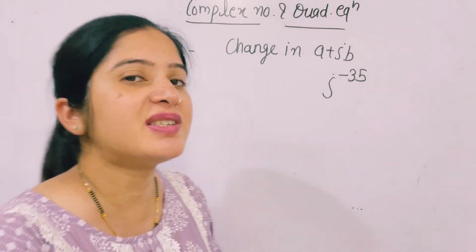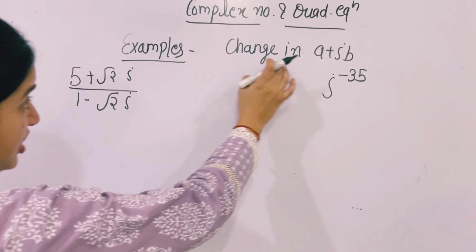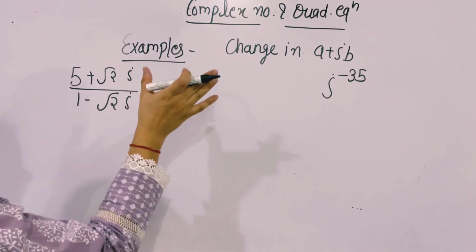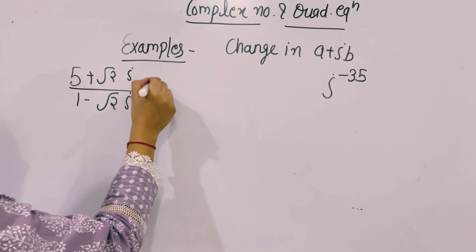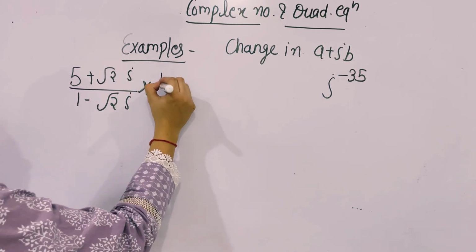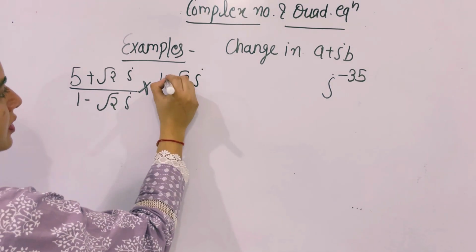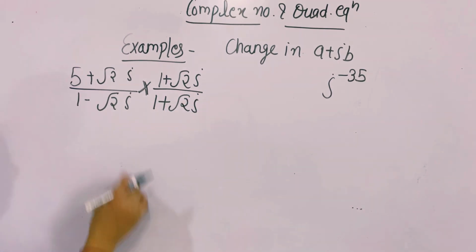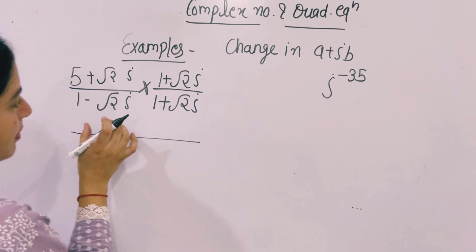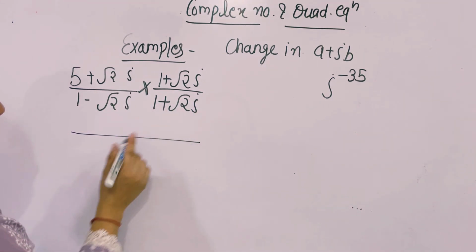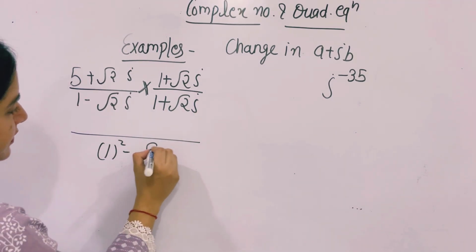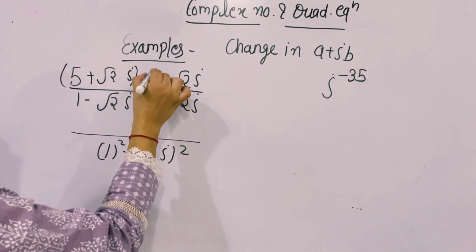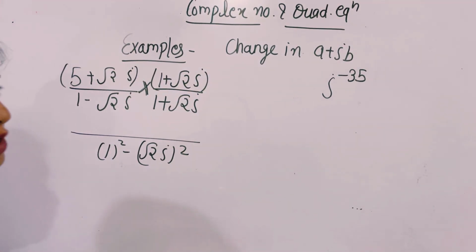Now let's do some more examples on this. Change in a plus iota b form. We have to change it into a plus iota b. We will do the rationalization, means 1 plus root 2 iota in numerator and denominator multiplication. Now in the denominator it becomes a plus b, a minus b, a square minus b square, and in the numerator you can multiply it as we do.